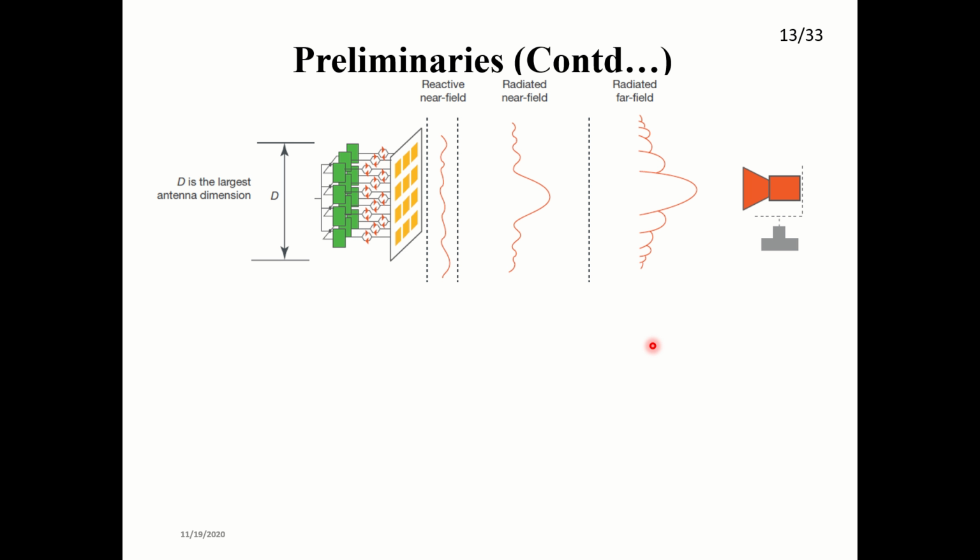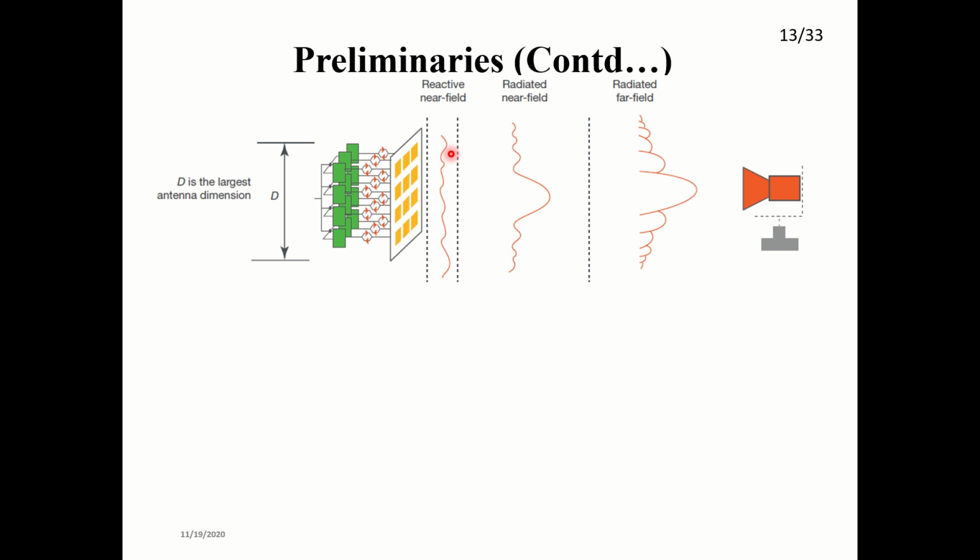Next preliminary is that we always measure radiation at far field distance. So it's a conventional setup. There are near field measurements available, but they will convert that near field to far field, the conversion will happen like this. Okay. So what is the reactive near field, what is the radiated near field, and what is far field?